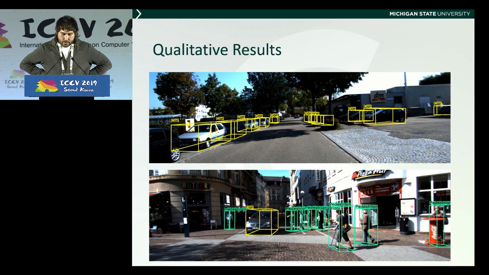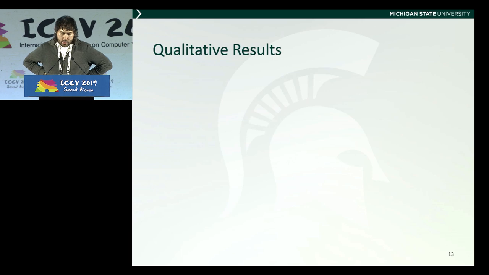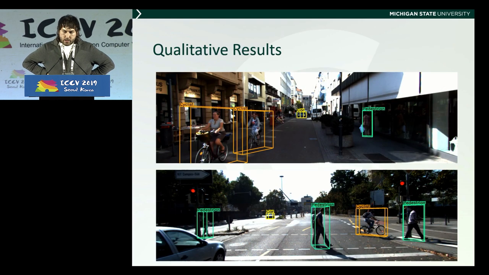Next, we show a few examples of some qualitative results. As you can see, our method performs well in diverse scenes and classes. And emphasizing again, this is just with a single model, single proposal network.